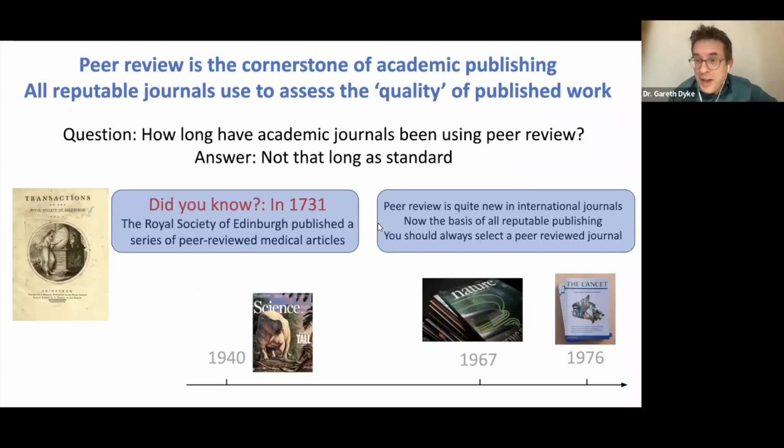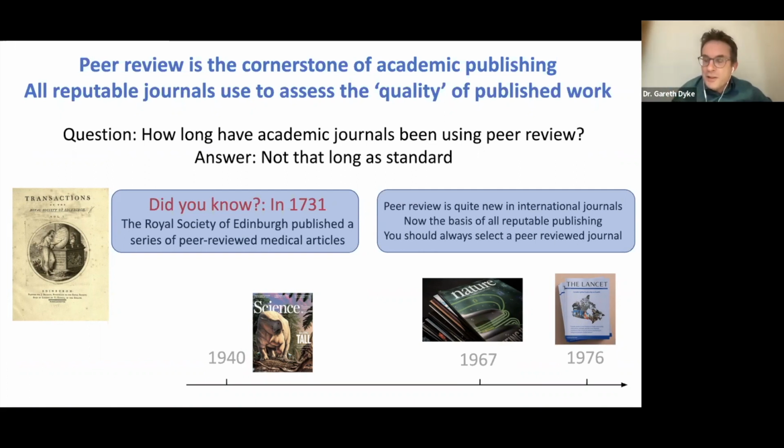Now, you're probably thinking, peer review, this is something that lots of international journals use. It's been around for ages, but you'd be wrong. Actually, as you can see here, major international journals like Science, Nature, The Lancet didn't start using the peer review process until relatively recently. Science, for example, in the 1940s, Nature didn't start using peer review until the late 1960s, and The Lancet even later.